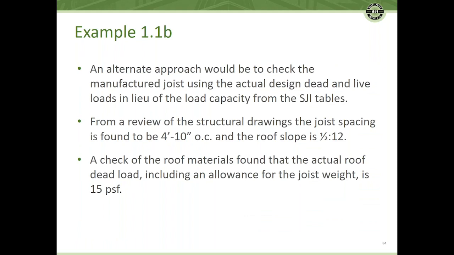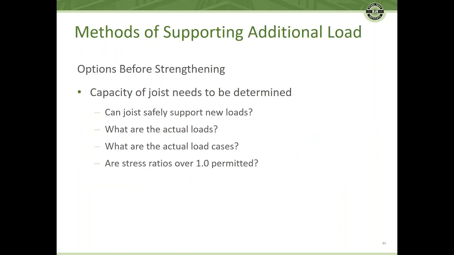For this example, an alternate approach would be to check the manufactured joist using the actual design dead and live loads in lieu of the load capacity of SJI tables. From a review of the structural drawings, the joists are found to be 4'10" on center. There again, we're sharpening our pencil. And checking the roof materials, we found that the actual roof dead load, including the allowance for the joist weight, is 15 as opposed to what we had before. And then there are the options before we start our strengthening.